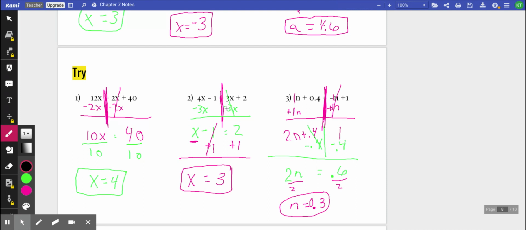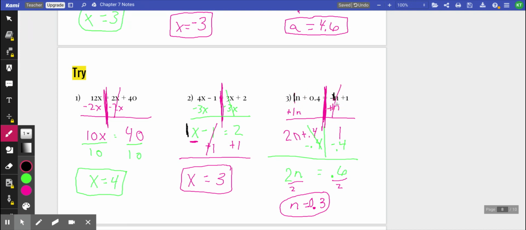Number two, I started off by subtracting 3x from both sides, right? So 4x minus 3x was 1x, okay? So there's understood to be a 1 there. I didn't write it because it's just x. And we had minus 1 equal 2. So to get rid of a minus 1, we had to add it to both sides, and we get x equals 3.